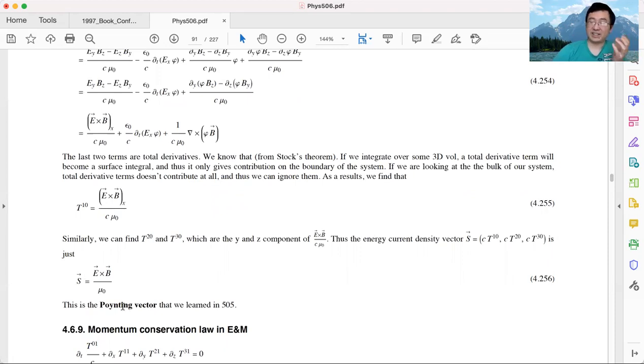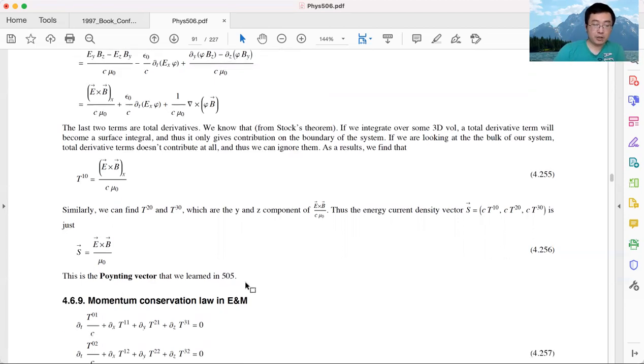So in 505, we learned that the energy current is this. And in 505, we learned this from solving Maxwell's equations and the relation between Maxwell's equations and the force applied to a charged particle. Here, we figure out that we don't need that knowledge at all. We don't need any detailed knowledge about E and M, as long as we know the symmetry and can write down the action. As long as we write down the action, we know that the energy current density must look like this. So this is the Poynting vector, same as what we learned in 505. We get exactly the same conclusion without using any specific knowledge about E and M, just utilizing the symmetry. So this is the energy current density.